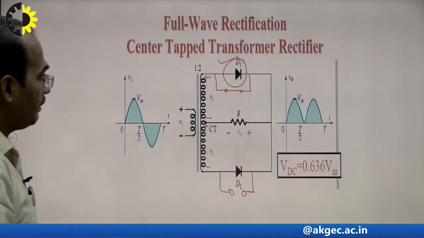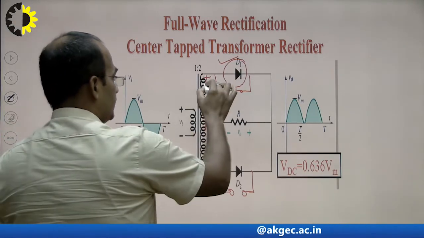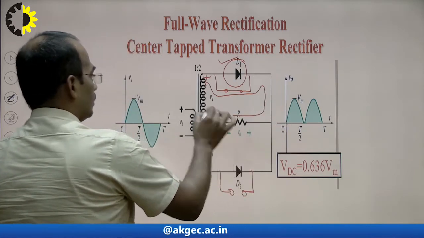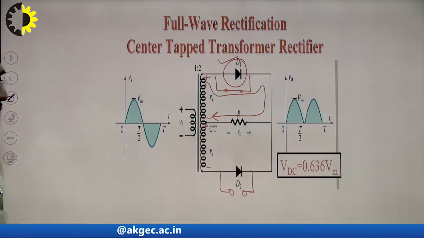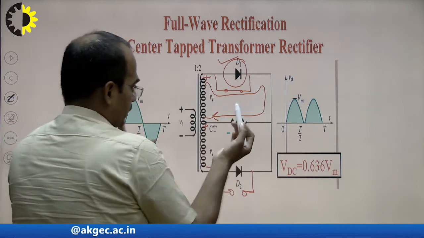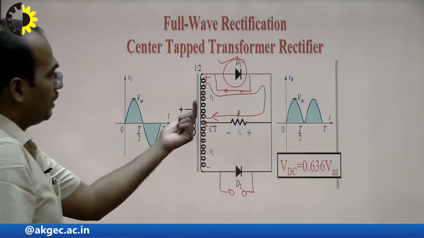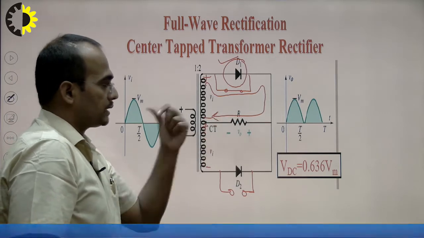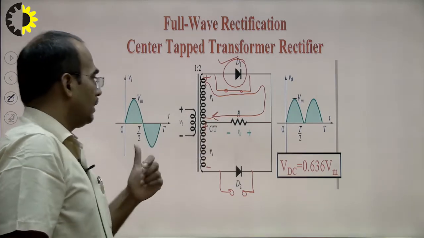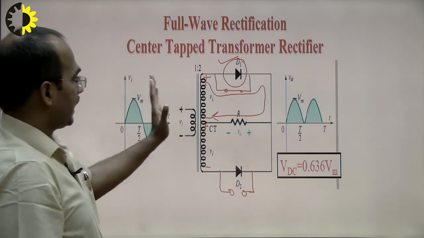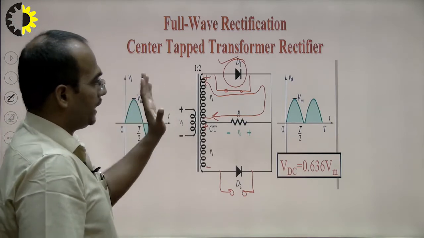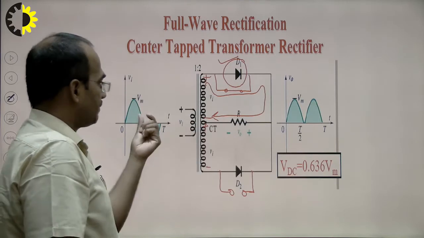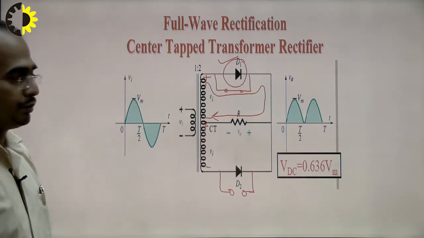So the current will flow from this positive terminal through diode D1 and through the load resistance R, and the other branch will behave as an open circuit. So what will appear across the load resistance R at the output? We will get the same half cycle that I have applied at the input. So for the positive half cycle, we get the same half cycle at the output.